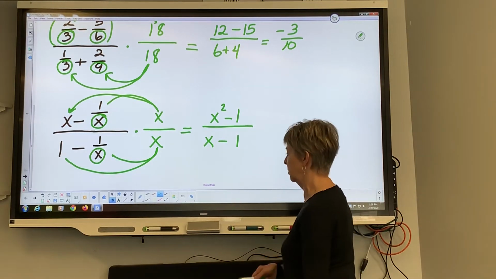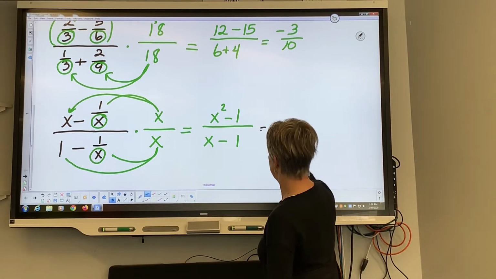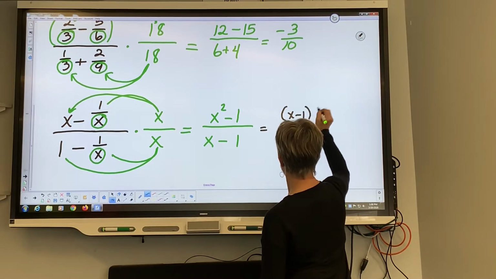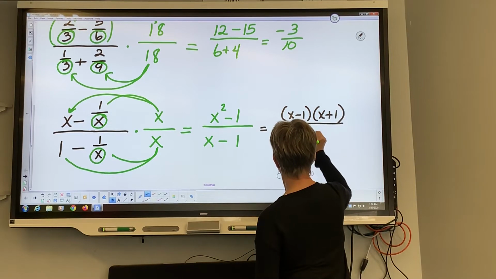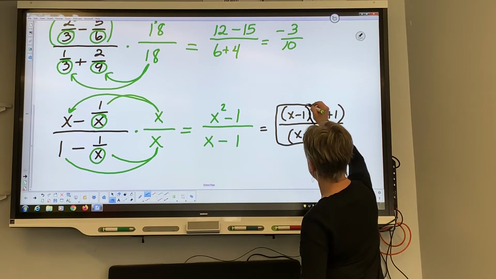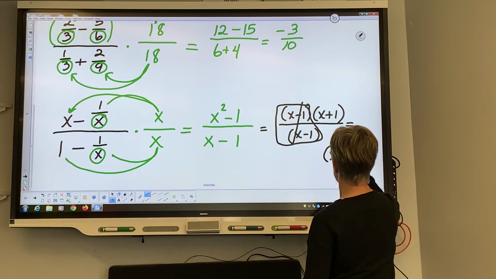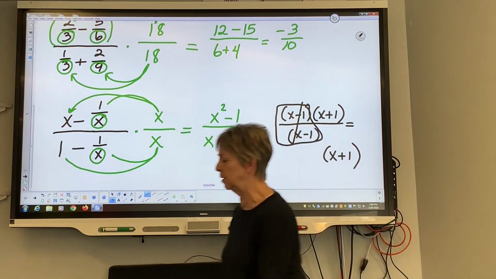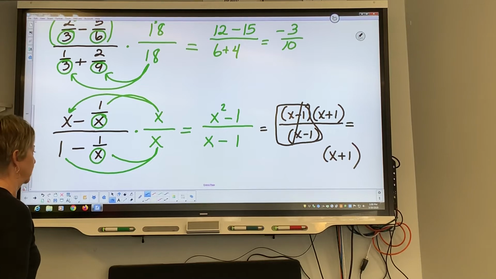This is not in simplest form because I can tell that that numerator can get factored, difference of 2 squares, and then these two factors merge into 1, so my final answer is just x plus 1. And no, I don't need the parentheses in that final answer.